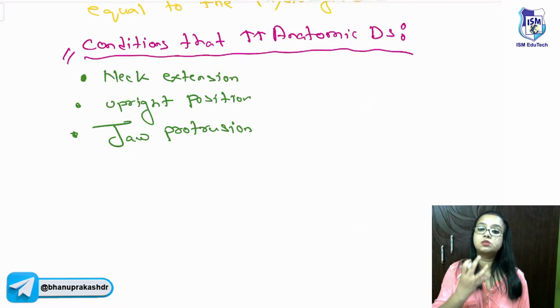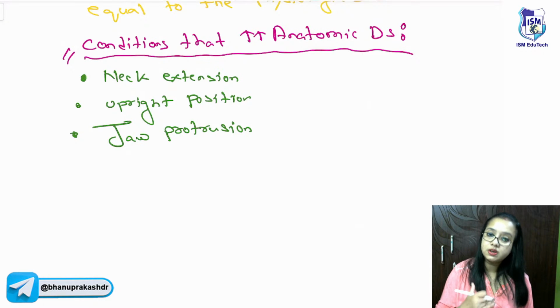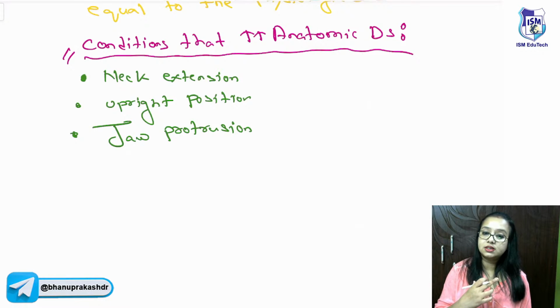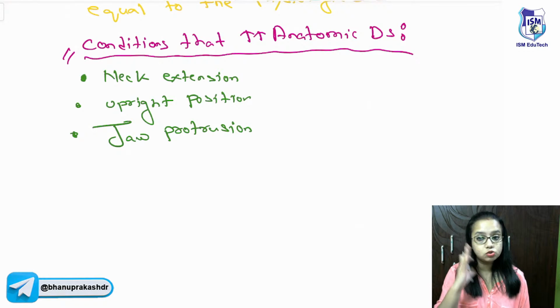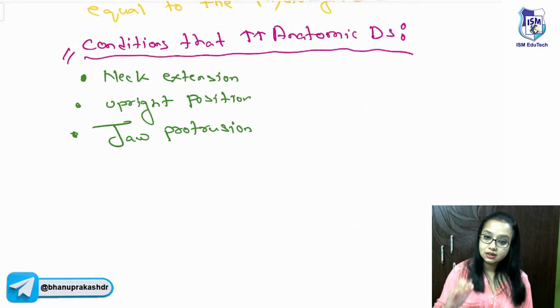So if the jaw is protruded, then the length of these structures, which are in the conducting zone, increases. Automatically, if the length of any structure in the conducting zone is increased, and the conducting zone is the zone where no exchange of gas takes place, then obviously the anatomic dead space will increase.